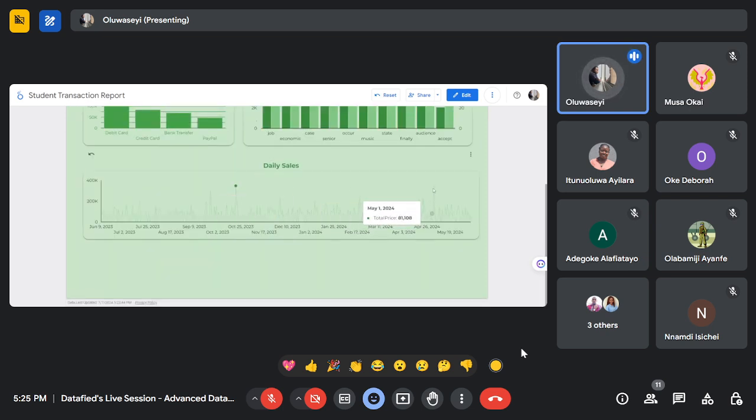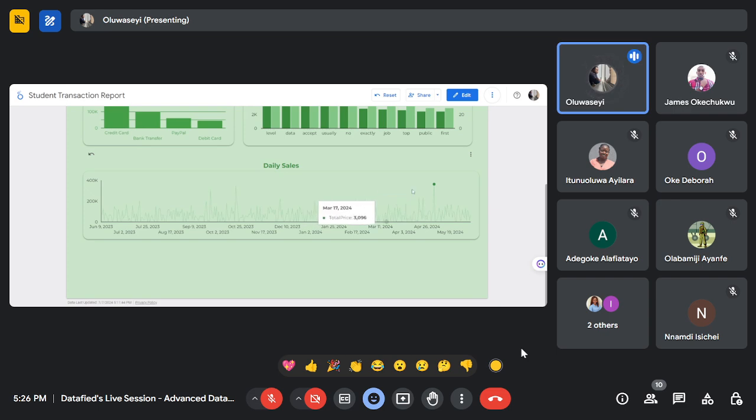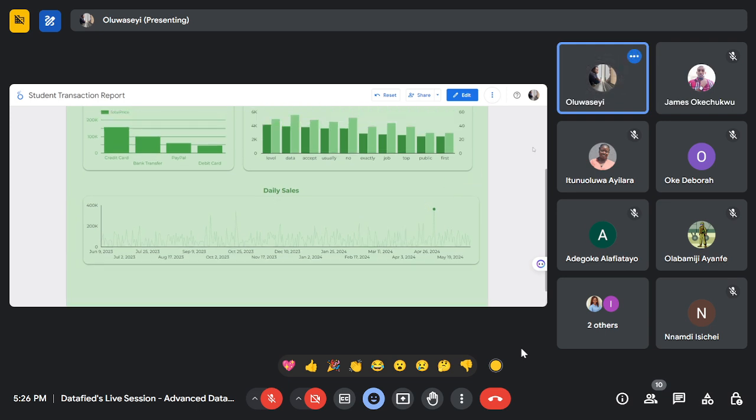I can also move on to the next high one, which even appears to be the highest so far, which is 3rd of May 2024. So we have 300 and where is it? How am I closing my? Oh, wow. Okay. So we had 363,888. So that's that about that.